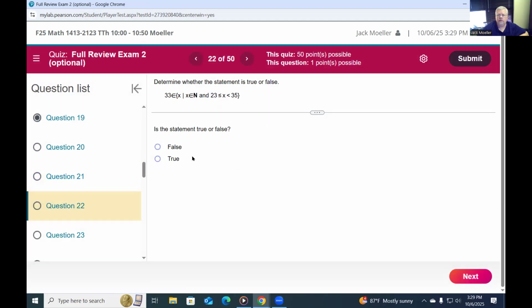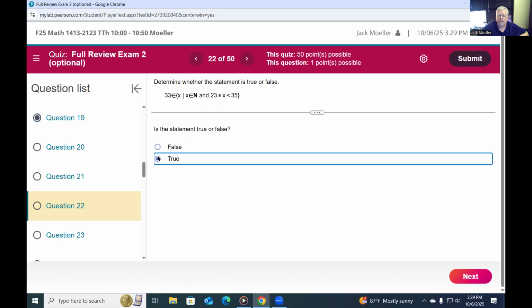So here's a true and false. 33 is an element of the set of x such that x is a natural number. Well, that's a natural number, so we're good so far. And 23 is less than x is less than 35. So is 33 in there? Yes, because that's 23 through 34. And you can even write the set as 23, 24, 25, dot, dot, dot, up to 34. That would be how you show your work on a true or false question.